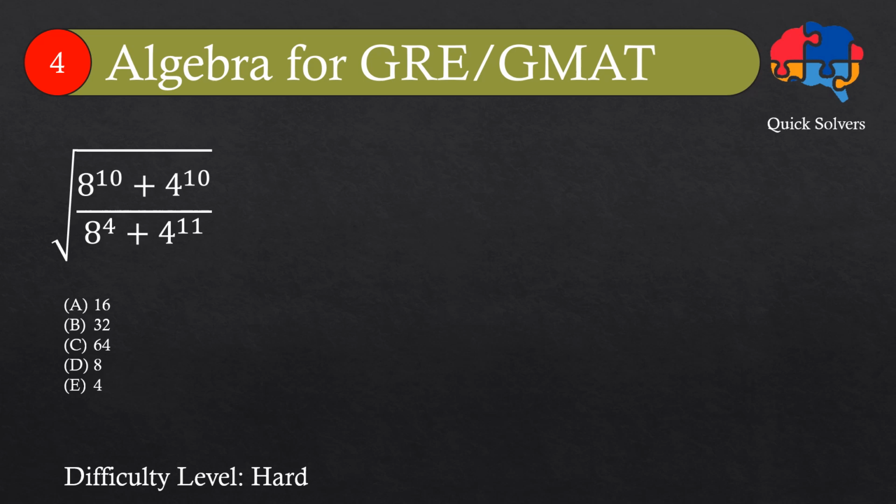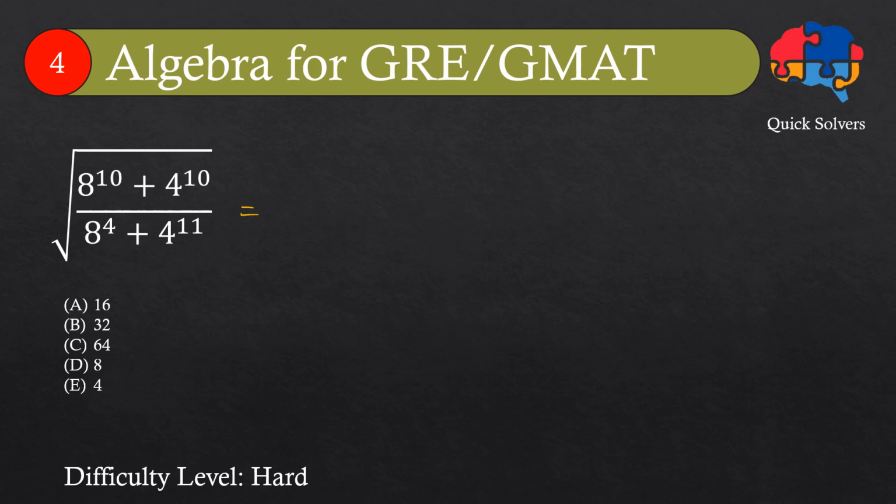The bases here are 8 and 4, and we know that we can rewrite 8 as 2 to the power of 3 and 4 as 2 to the power of 2. This means we can rewrite all the bases in terms of powers of 2. Okay, so let's see how we can do it.